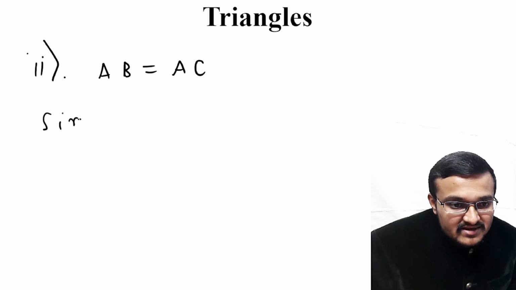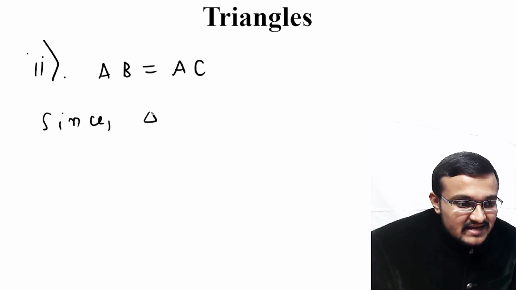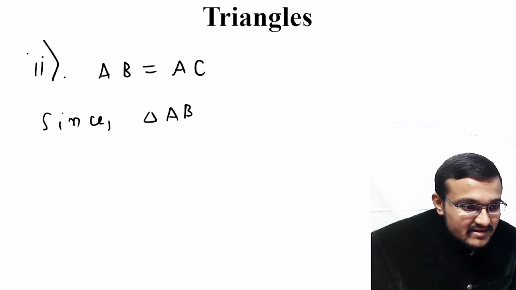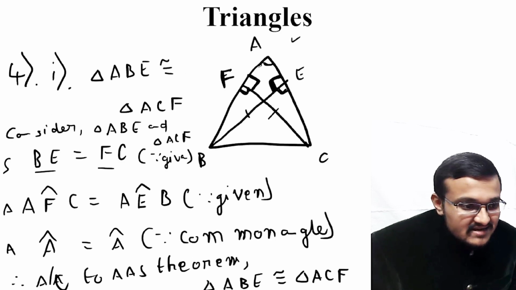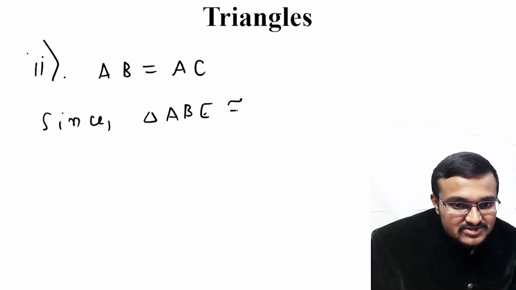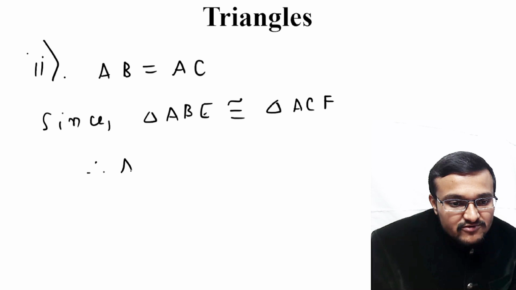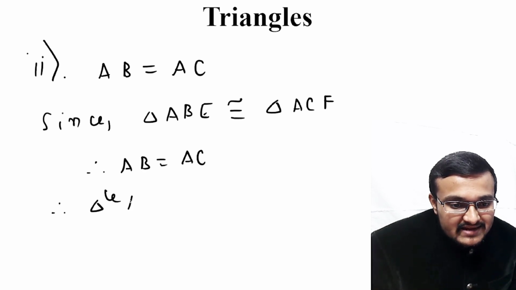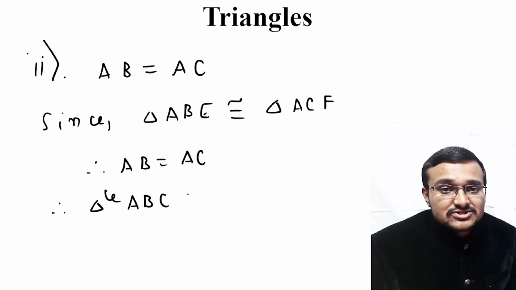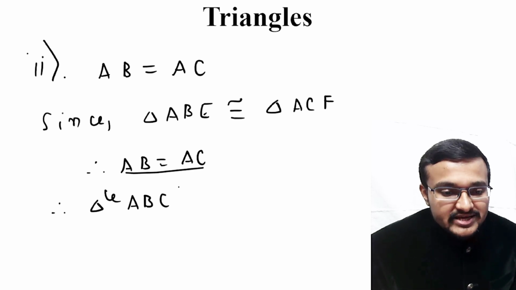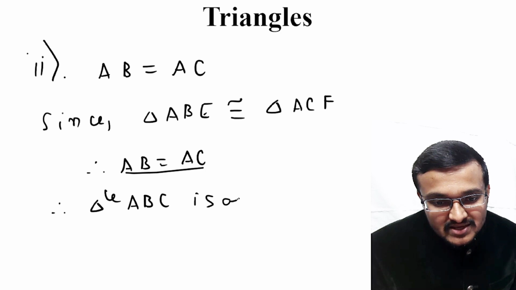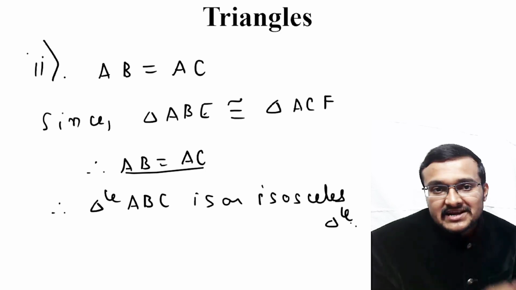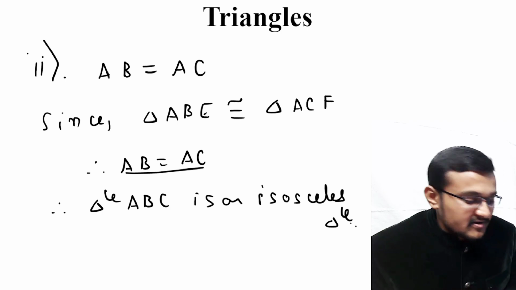In the second question you have to prove AB is equal to AC. Since triangle ABE is congruent with triangle ACF, therefore AB will be equal to AC. Therefore triangle ABC will be an isosceles triangle because AB is equal to AC. So the second question also we have proved in this fourth question.